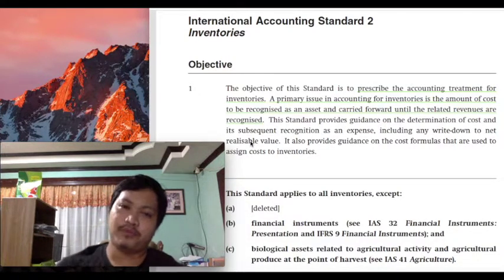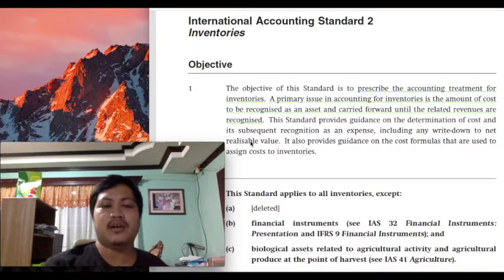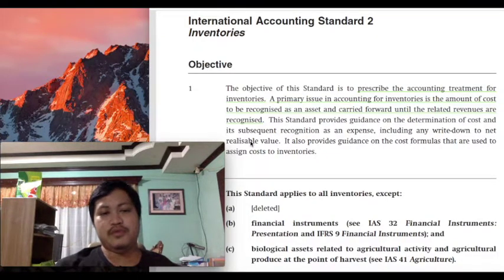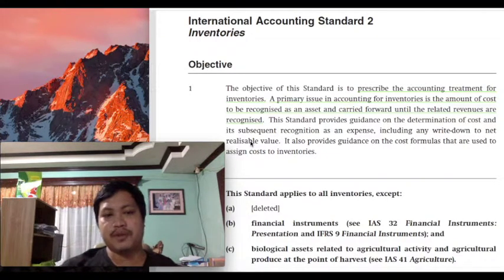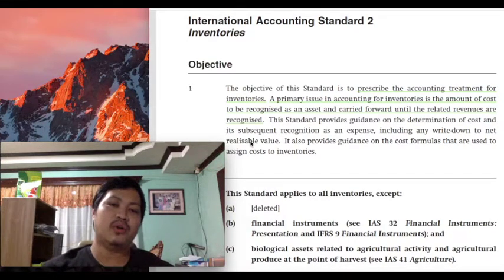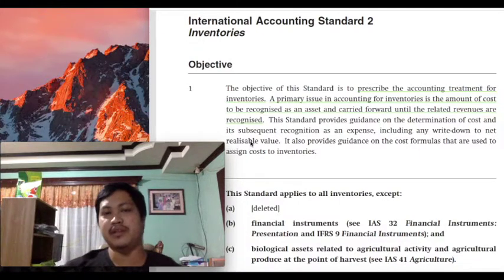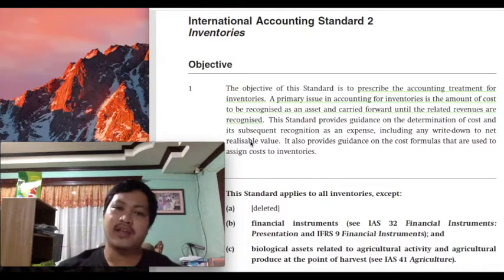So before proceeding to inventories, class, I'd like to settle first the measurement of your cash, because this would be the simplest account that we will encounter. If you will just bear in mind our objective, which is to prepare our financial statements, including our statement of financial position, where we will present our assets, liabilities, and equity. So if your goal, class, is to determine the amount in which your cash should be reported in the statement of financial position, then that would not be a challenging task.